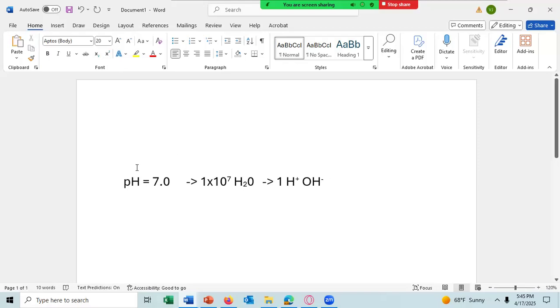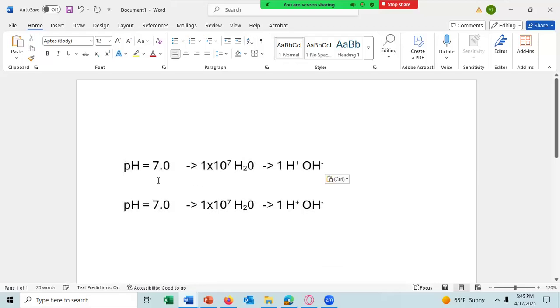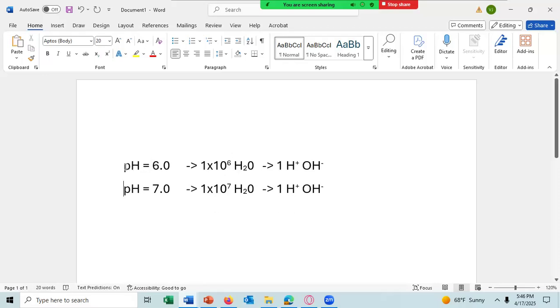Now for pH equal to 6, for 10 to the 6 water molecules, we have one H plus ion in solution, meaning the H plus concentration is 10 times more because we have one H plus ion in solution for 1 times 10 to the 6 water molecules, whereas before we had one H plus ion in solution for 1 times 10 to the 7th water molecules. Any question about that?